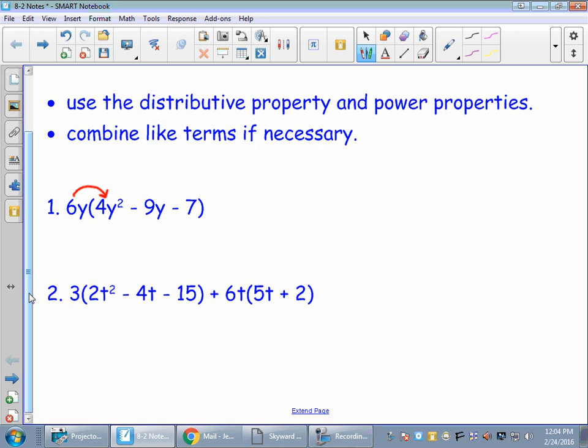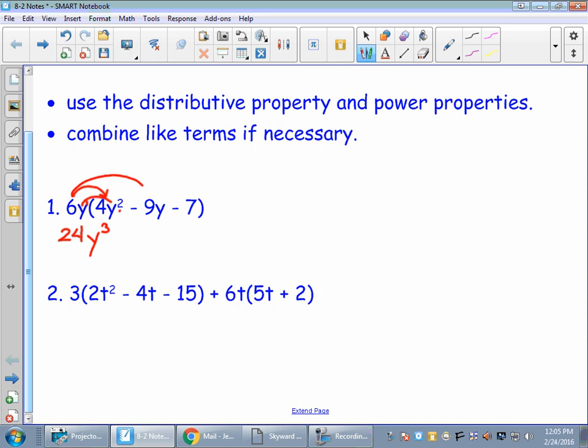So positive times positive makes positive. 6 times 4 makes 24. And y times y squared becomes y cubed. That's that rule that when you're multiplying, you add the exponents. So this y has an exponent of 1. This one, y squared, has an exponent of 2. We add the exponents.